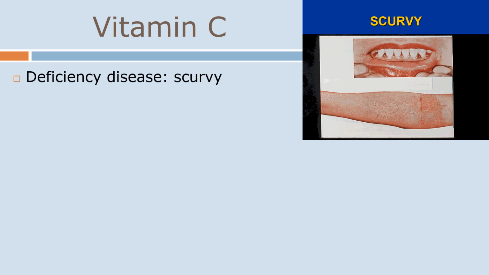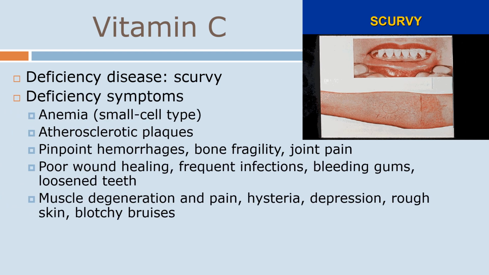Here you can see the deficiency disease caused by this vitamin C is the scurvy in human being. You can see the scorbutic gums, and some deficiency symptoms, they are related to this anemia, pinpoint hemorrhages, bone fragility, muscle degeneration. But the most common among these is this scurvy or scorbutic gums, bleeding gums, loosened teeth. So they are related to vitamin C deficiency.